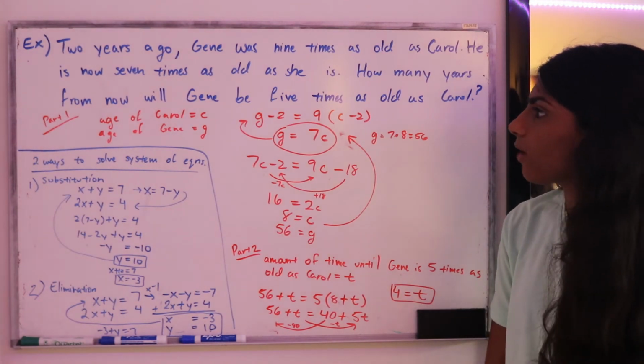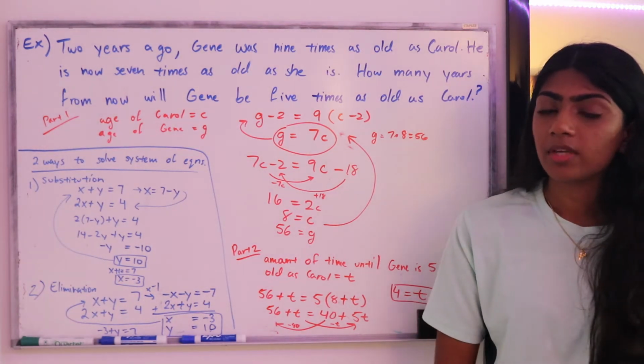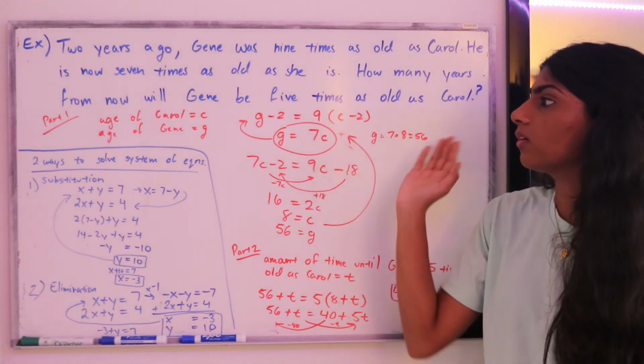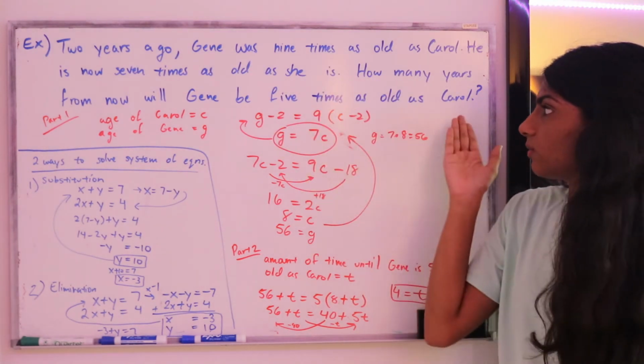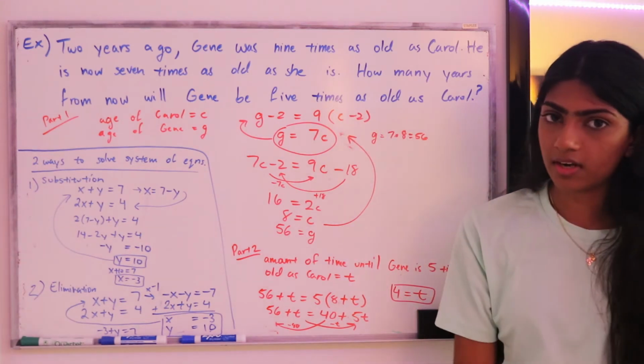How many years from now will Jean be 5 times as old as Carol? So I want to break this problem into 2 parts. The first part is trying to find the current age of Jean and Carol. And then the second part is what the question is asking, which is how many years from now will Jean be 5 times as old as Carol?